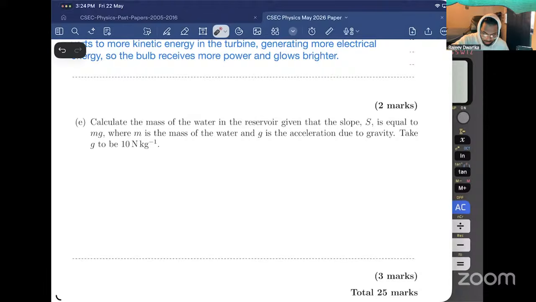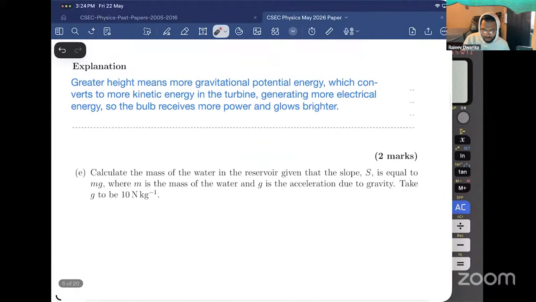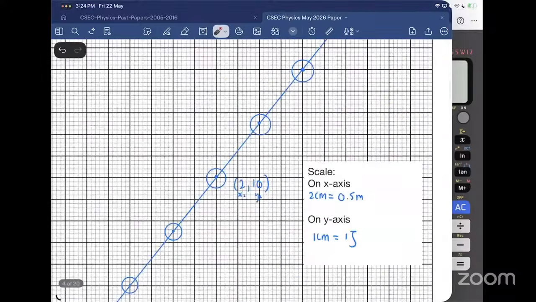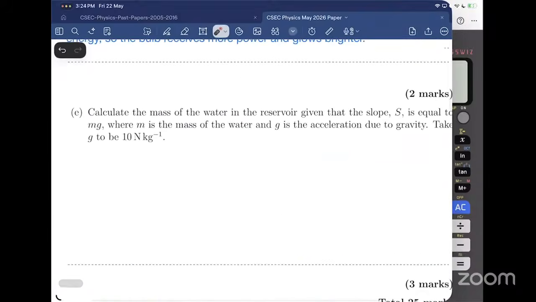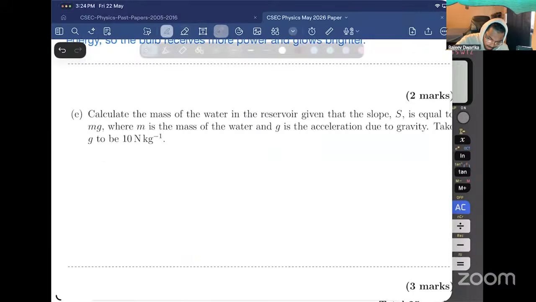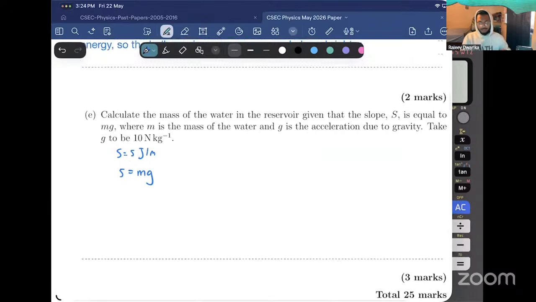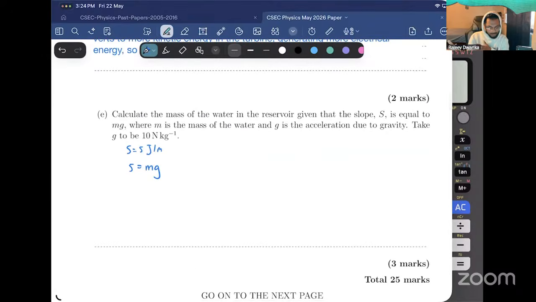Okay, no problem. So they tell me that the slope is equal to mg. What was our slope? Well, our slope was 5, right? And they are telling us that is equal to mg. Write that down one time. The slope was found to be 5 joules per meter, and that is also equal to mass times gravity, where m is the mass of the water and g is the acceleration due to gravity. Take g to be 10 newtons per kilogram.